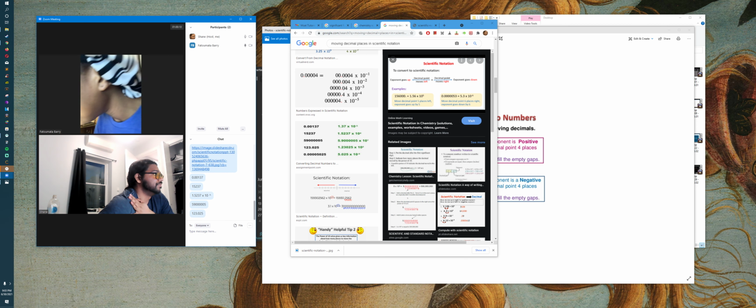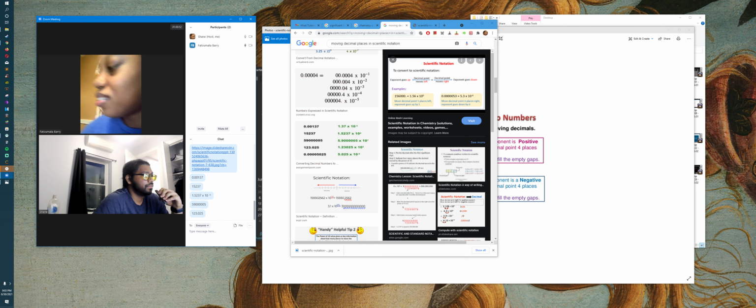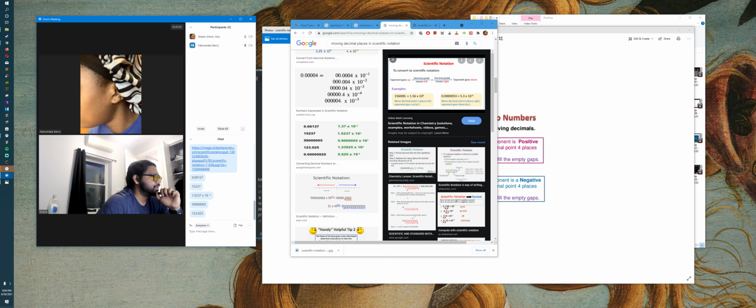Is it 12? No. 3.0 times 10 to the third power? Okay, so it'll be 1.0. 23025. You see that? Times 10 to which power? Six. Well, you're trying to get 123.025, right? So, from 1.23025, how many times do you move that decimal point to get 123.025?